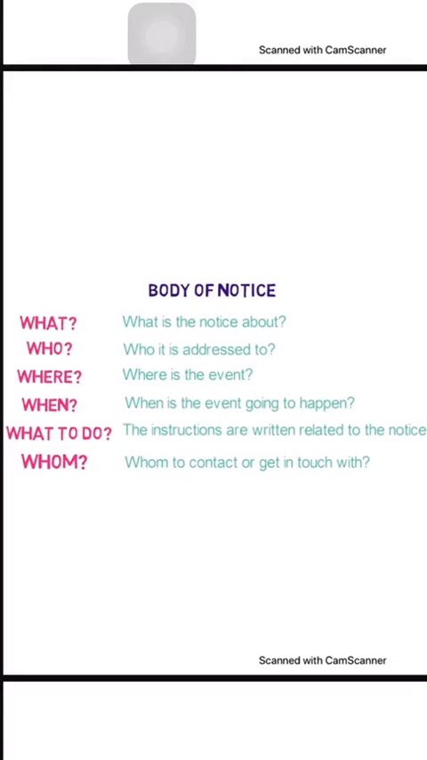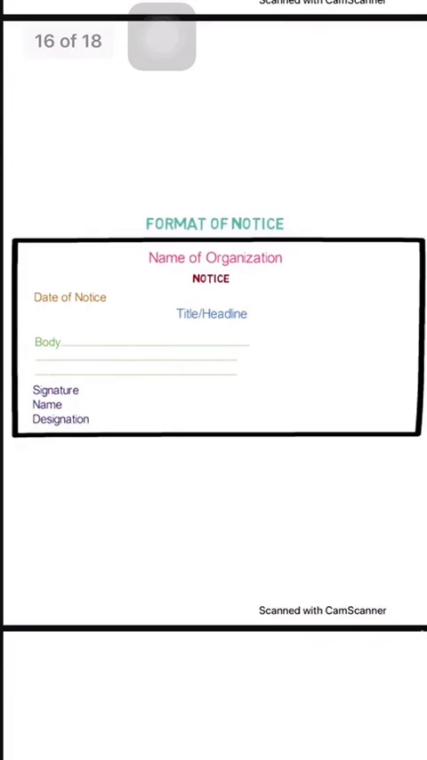Then where is the event? It is written here as event, but as you have lost and found, you have to say where the thing was lost or where you have found it. Then when did you lose it? And when did you find it? Then the instructions related to that you have to give. Then whom to contact or get in touch with to hand over that particular thing. That also I'll tell you.